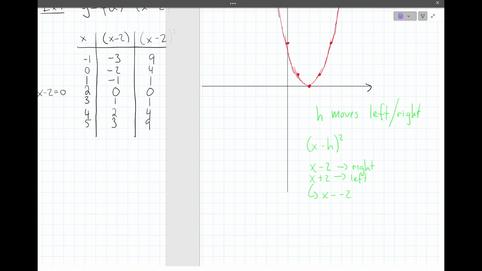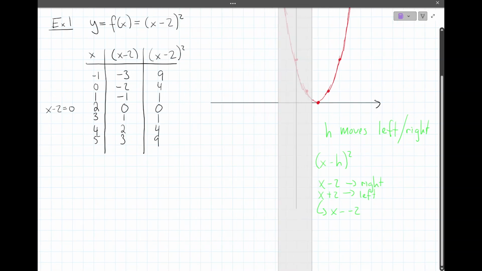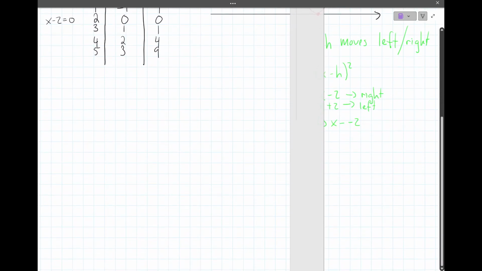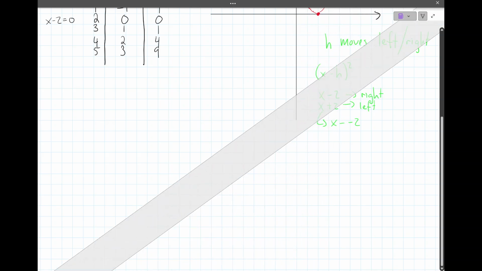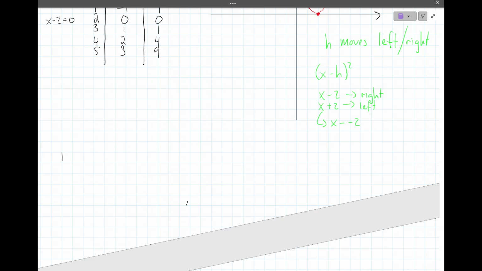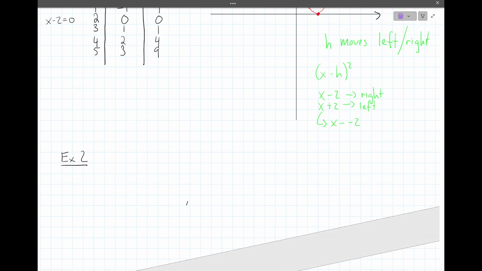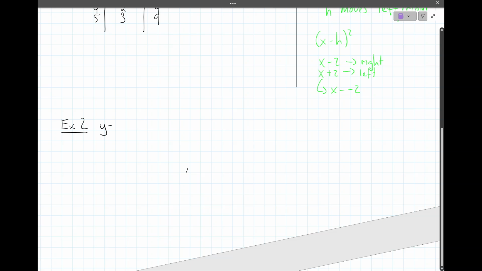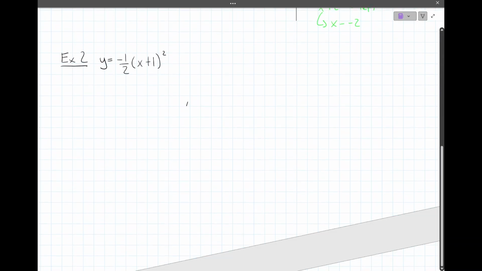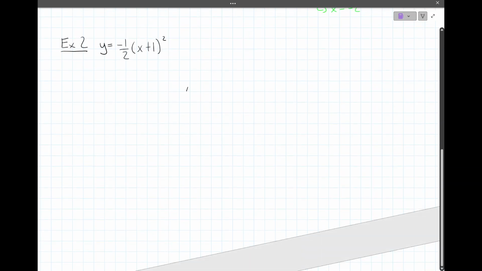Good. Let's take a look at one and just apply some transformations to it and see what we can do, right? So we're just going to add some more fancy features to it and make this work out for us. Let's apply some features. So example 2. Let's take a new function. We're going to call it y equals, let's say, negative 1/2 (x plus 1) squared. And we won't apply any fancy k to it just yet.